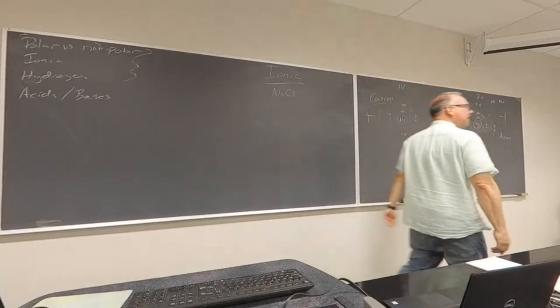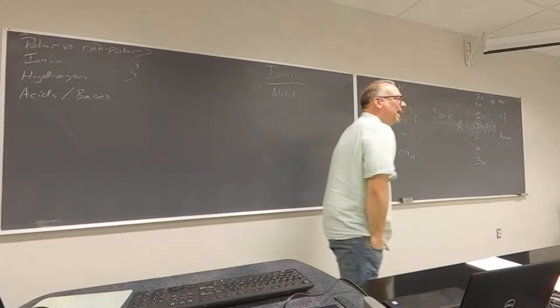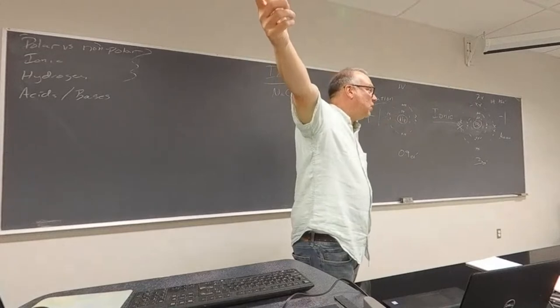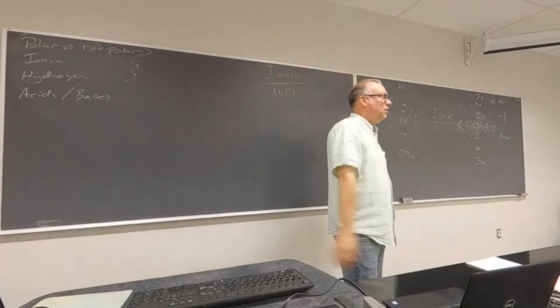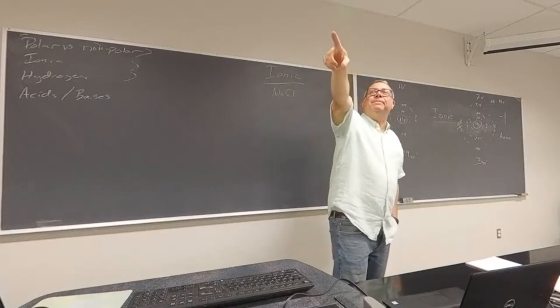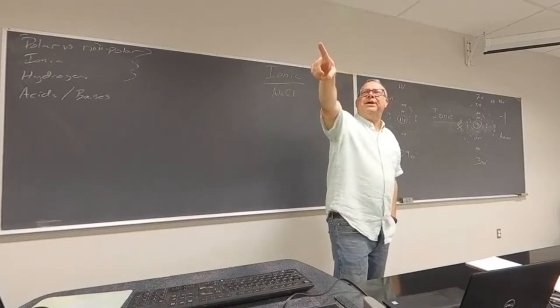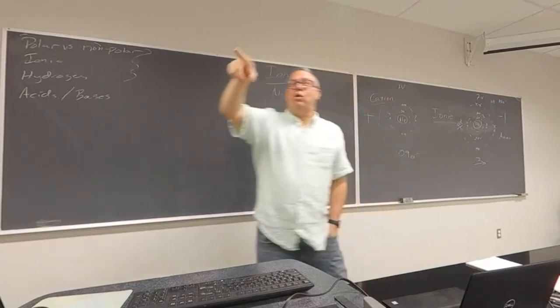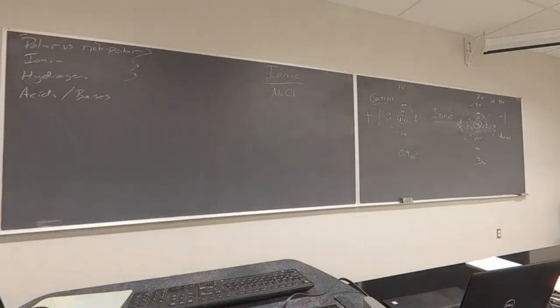Go ahead, Celine. The plus one and negative one, is that just dependent on how much it loses or gains? Yes. So some things exist as a negative two and a positive two. That's about as far as they go. So things in the second column, beryllium, magnesium, calcium, strontium, barium. I think Ba is barium, right? Everything in this row is going to exist as a plus one. Everything over here is going to exist as a plus two. It'll dump two electrons off.